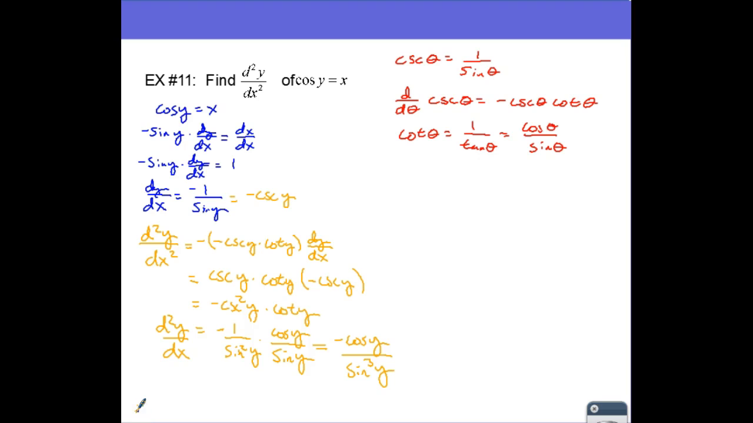The thing that bothers me is that I don't have an x anywhere in here. It's all y's. But if we go back to our very first equation, cosine y equals x, I see that I can rewrite this. And so that's going to give us the second derivative of y with respect to x is equal to negative, and instead of cosine y, let's put x, because that's what cosine y is, negative x over the sine cubed of y. And there we are.